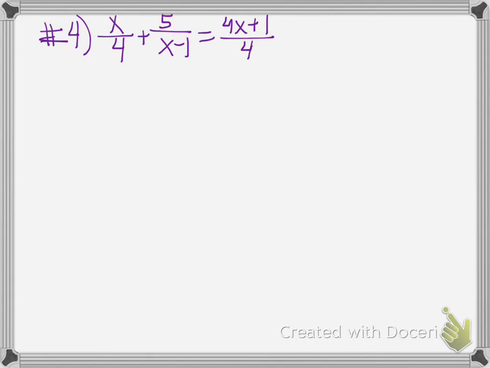All right, if we just look at a couple examples on the back, this is number 4. So see how this fraction, the first one here, is missing an x minus 1, right? The second fraction is missing a 4. And the last fraction is missing an x minus 1.